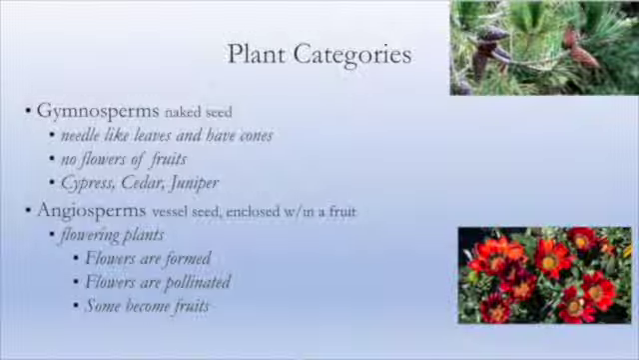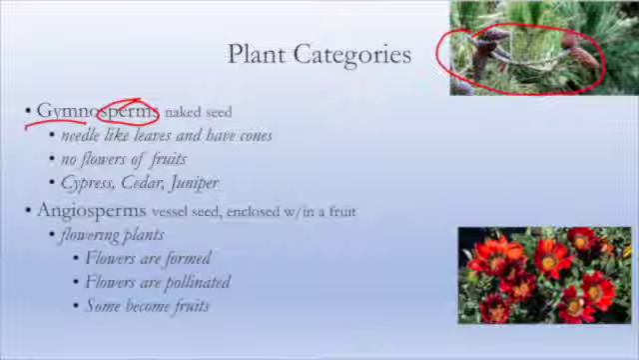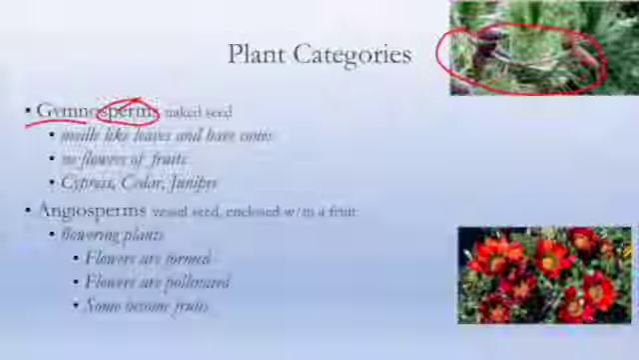The book says there are gymnosperms and there are angiosperms. Those are Greek compound words. The word sperm means seed. Gymno means naked. It is a naked seed. And here you see the naked seeds. The seeds are exposed. They have needle-like leaves. They have cones. They do not have fruits or flowers. And examples would be cedar, juniper, and cypress trees.